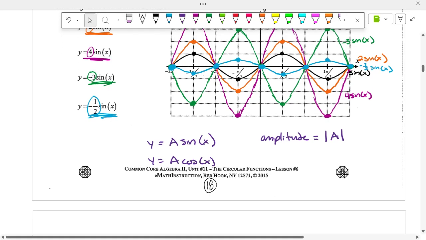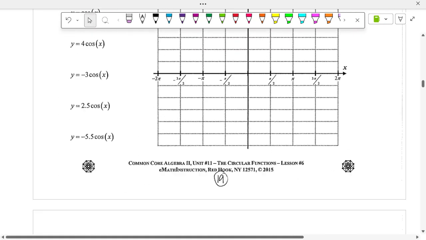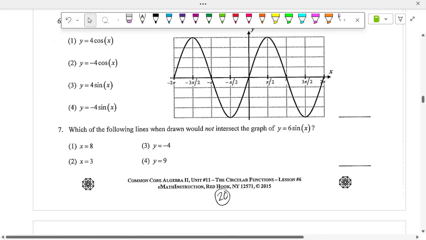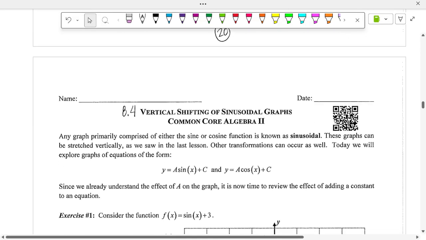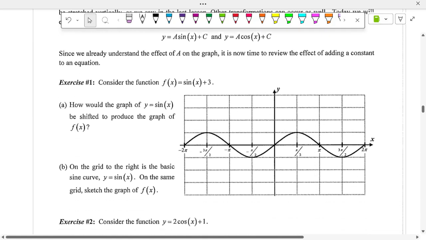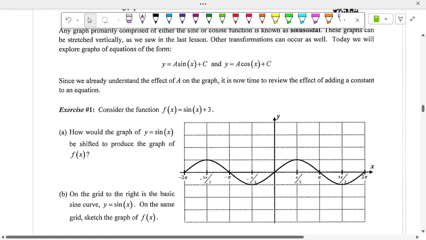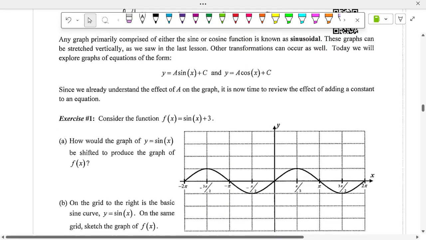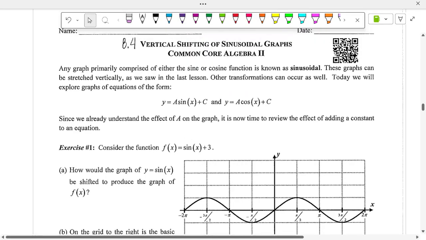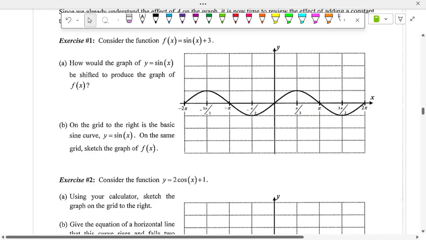All right. Now, I'm going to be doing some jumping around. So let's go to the next one. Now we're going to add another letter. And surprisingly, it's not B, it's C. Okay, so we just did the amplitude, that's the A. Now we're going to add another letter. I'm on page 21.